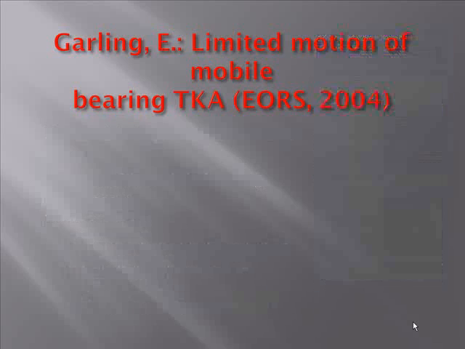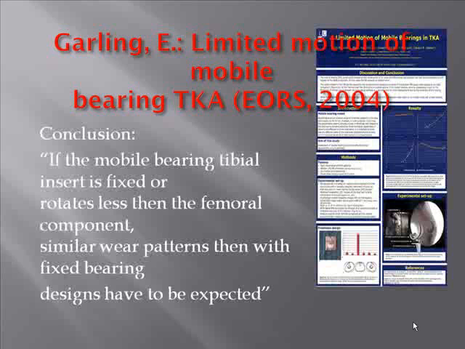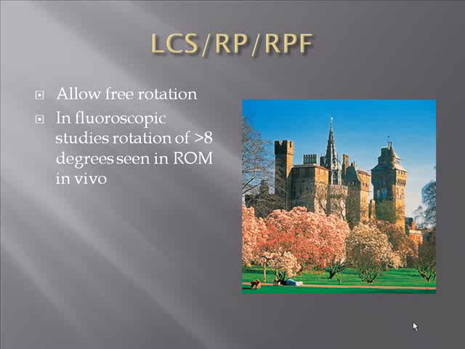But what it basically means is that if the mobile bearing tibial insert is fixed or rotates less than the femoral component, then you're going to get similar wear patterns that you'd expect in a fixed bearing knee. As in an LCS or a Sigma RP or an RPF, you're going to allow free rotation. And in fluoroscopic studies, rotation of around 10 degrees is often seen during range of motion in vivo.